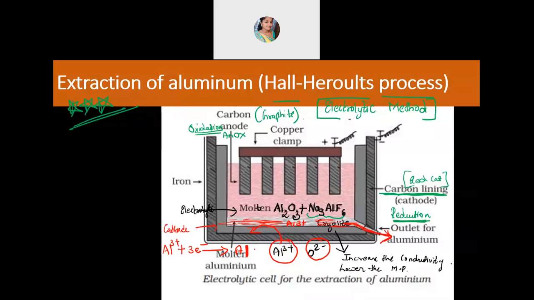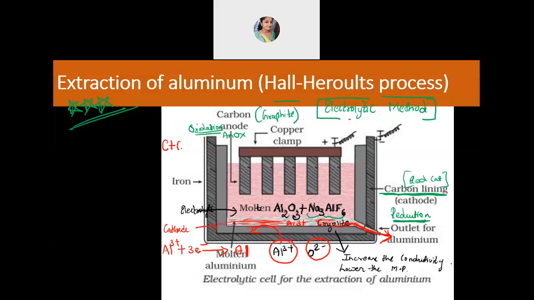Now come to the anode. Now this O2- is your anion. So O2- will start moving towards the anode, because the anode is positively charged, no? So negative ions will start moving towards that. And what do you have there? You are having carbon, no? This anode is made up of carbon.